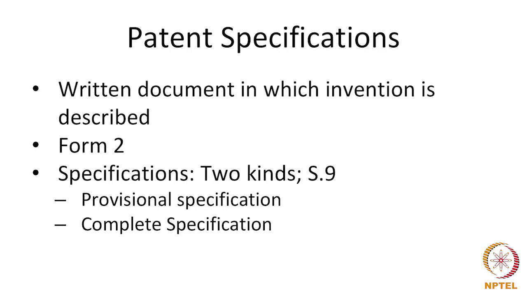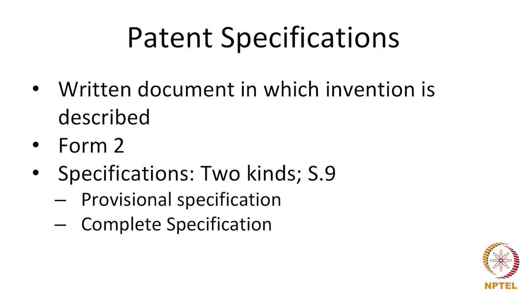Patent specifications are broadly of two types. Section 9 talks about two types of patent specification, provisional and complete. And you use the same form for provisional and for complete. When you look at Form 2, it is titled Provisional/Complete Specification. The only difference between Form 2 filed for provisional and for complete is that when it is filed for a complete, you have claims in it.